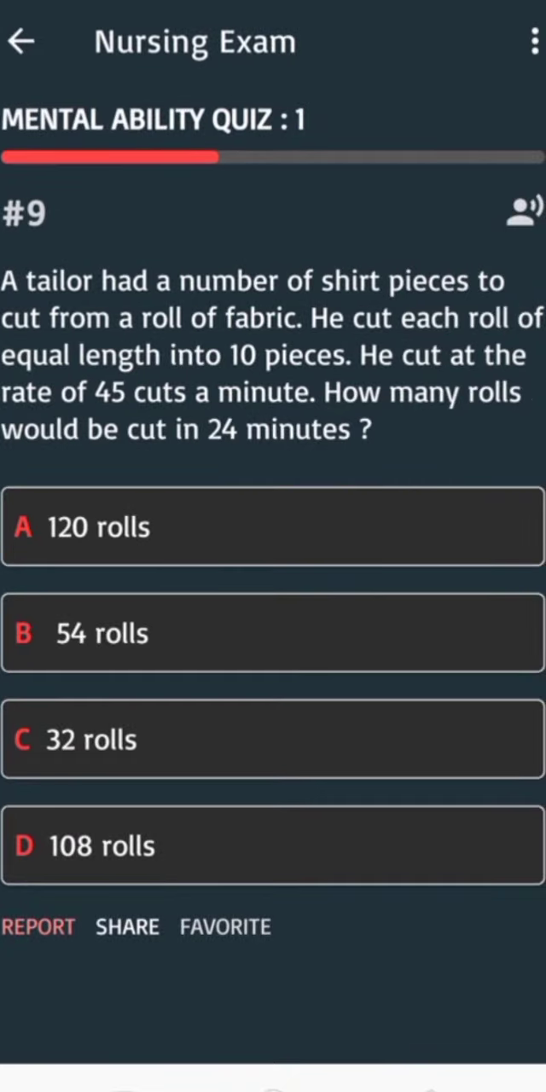A tailor had a number of shirt pieces to cut from a roll of fabric. He cut each roll of equal length into 10 pieces. He cut at the rate of 45 cuts a minute. How many rolls would be cut in 24 minutes? A. 120 rolls. B. 54 rolls. C. 32 rolls. D. 108 rolls.